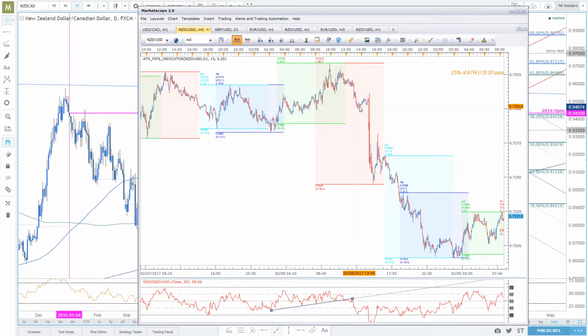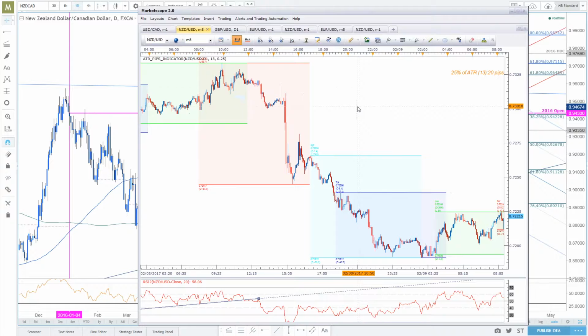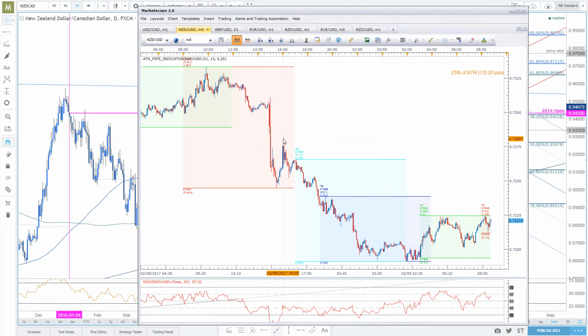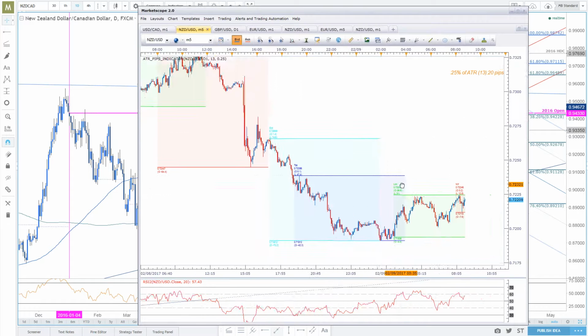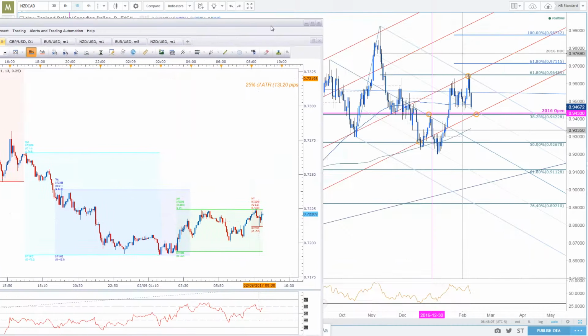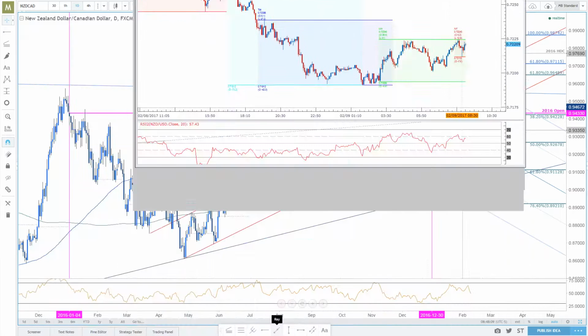So again, the RBNZ charged that drop. Quarter of the ATR was 20 pips. I think we got out at 25 and didn't get a chance to get in. I thought this recovery was going to give us a little bit more give back before continuing lower. So from here, again, see if we can get a little bit more of a swing higher in Kiwi to get back on the short side.